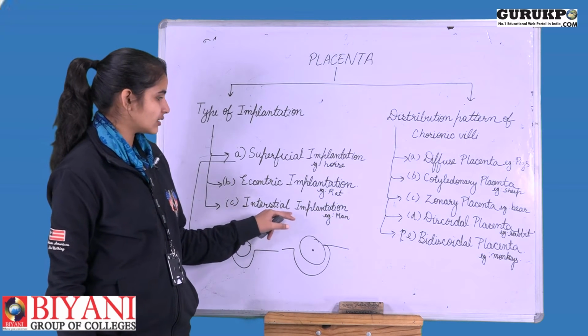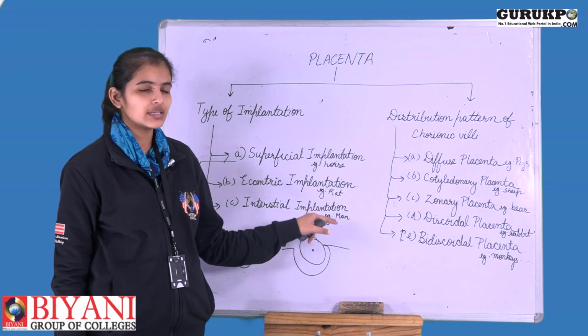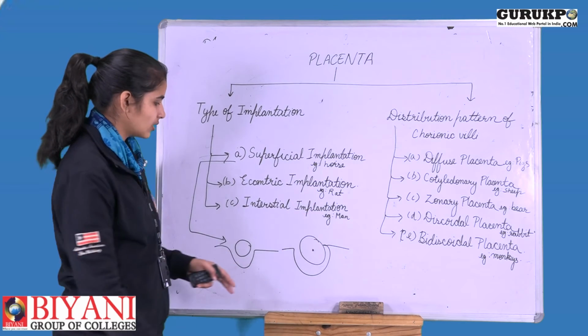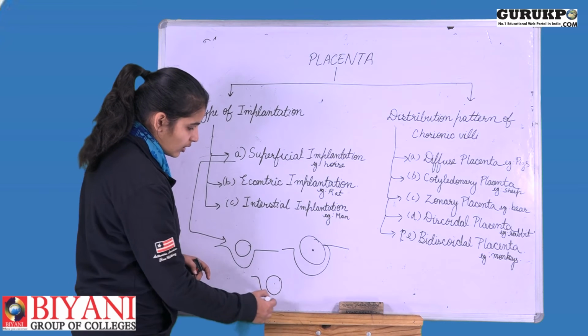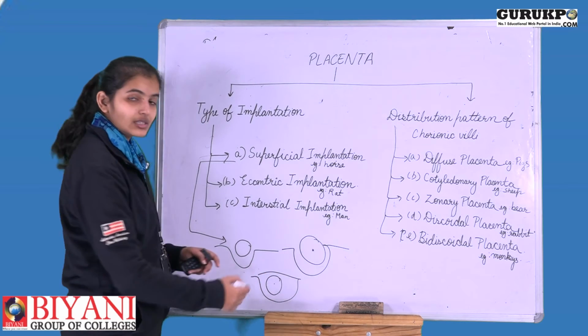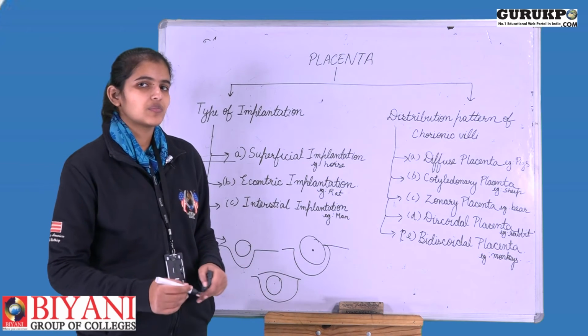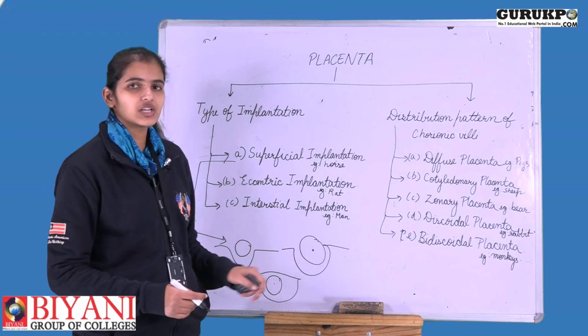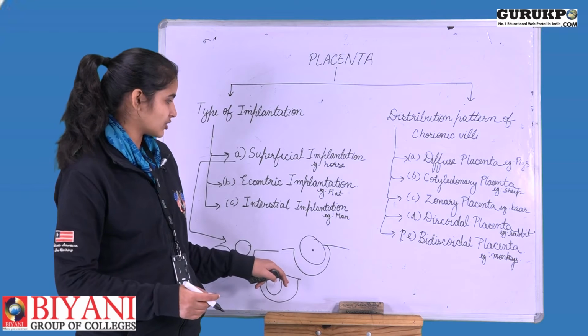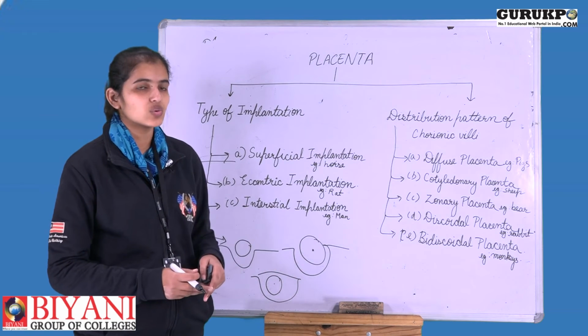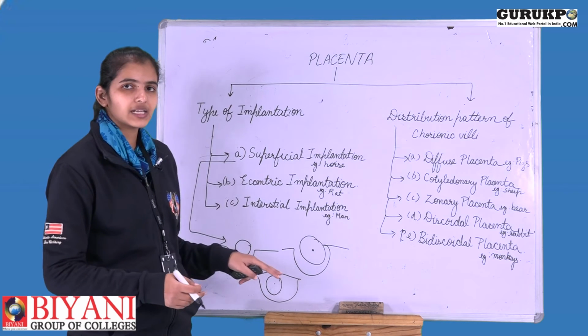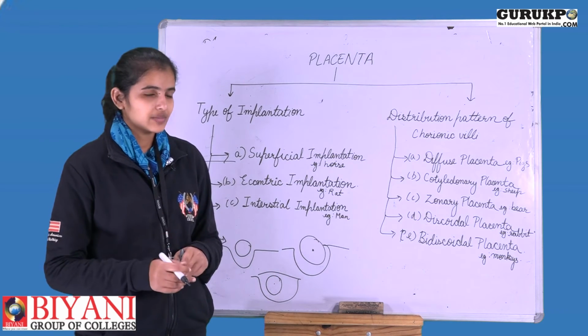And the last is interstitial implantation. In interstitial implantation, the complete zygote is buried inside the uterine wall. Also the uterine walls cover the zygote. This type of implantation is called interstitial implantation. This interstitial implantation is very relative and very close, whereas the superficial implantation is not that much close.